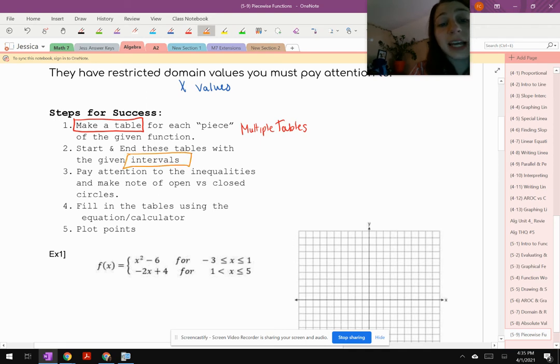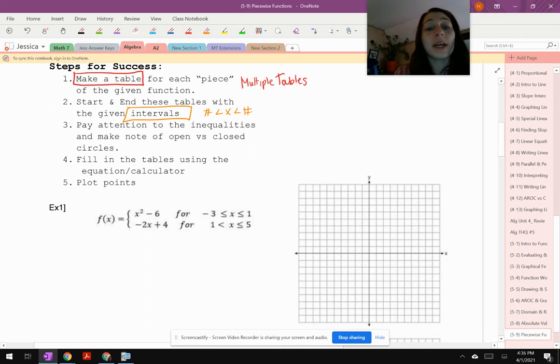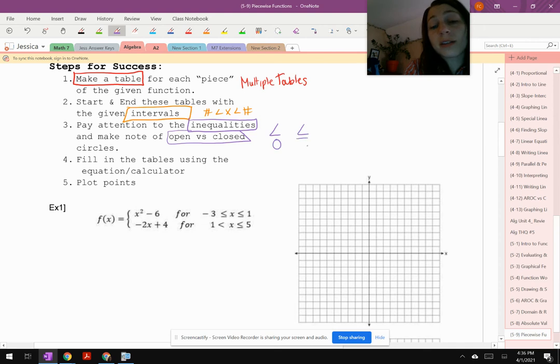You have to pay attention to the numbers that they're telling you to use with the x's that they give you. Pay attention to the inequalities and make note of your open versus closed circles. Remember, these guys get your open circles, whereas the or equal to's get your filled in circles.